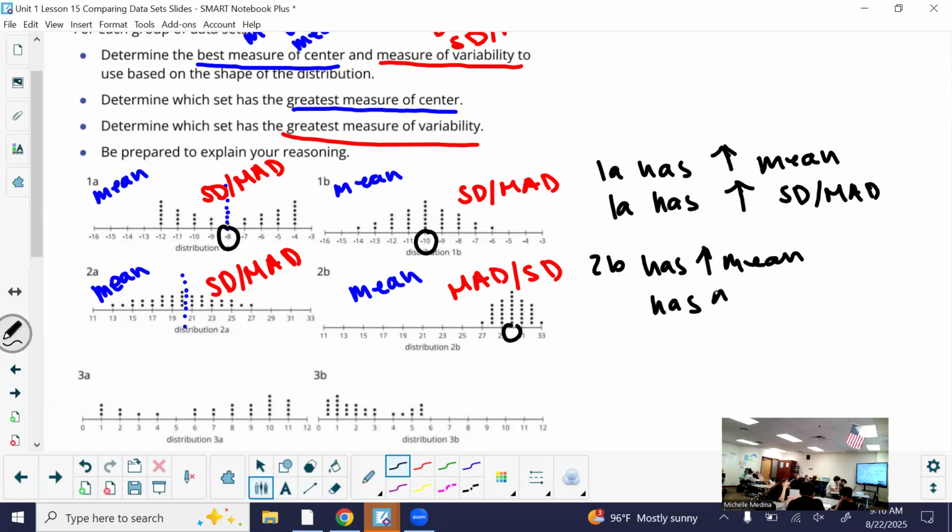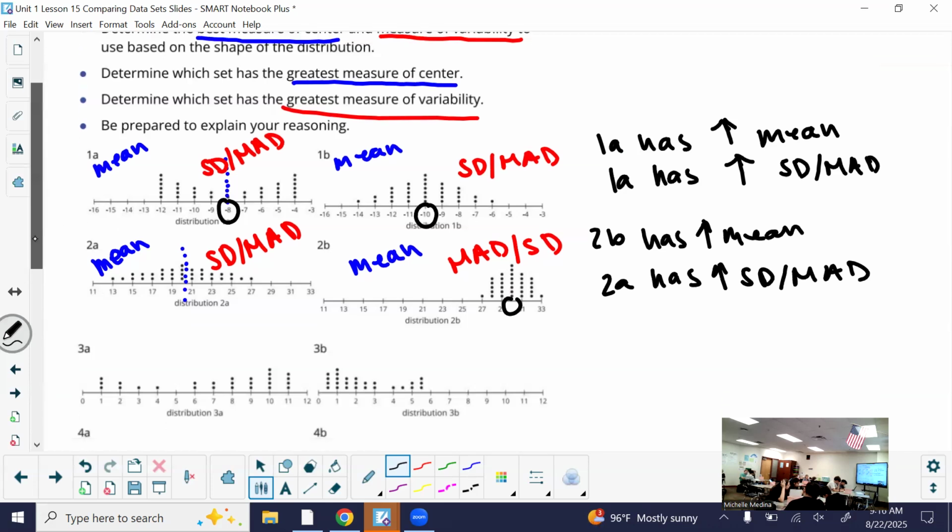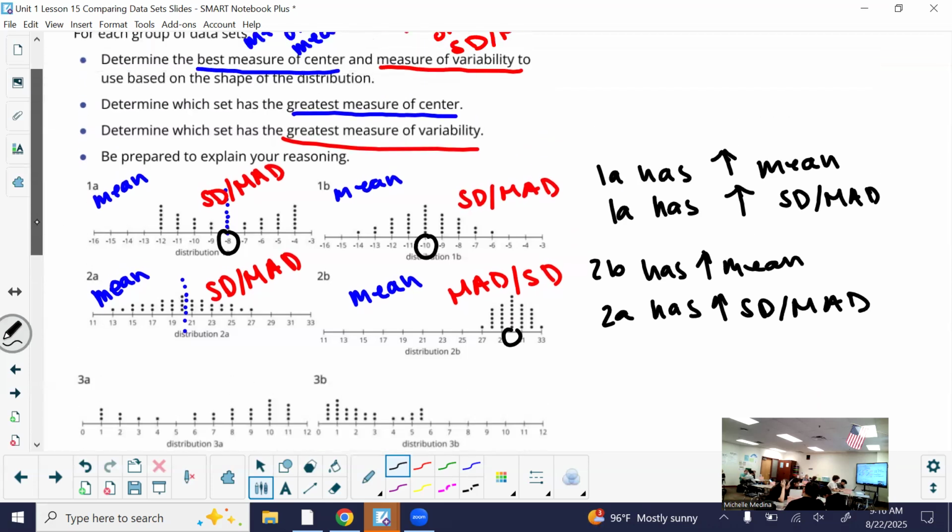Brianna, which one has a higher standard deviation / MAD? Because A is more spread out. Good. For 2B, it's over just a few numbers, like 6 different numbers. This one's over 10 different numbers. Okay, so 2B is less spread out. Therefore, 2A has the higher standard deviation / MAD.